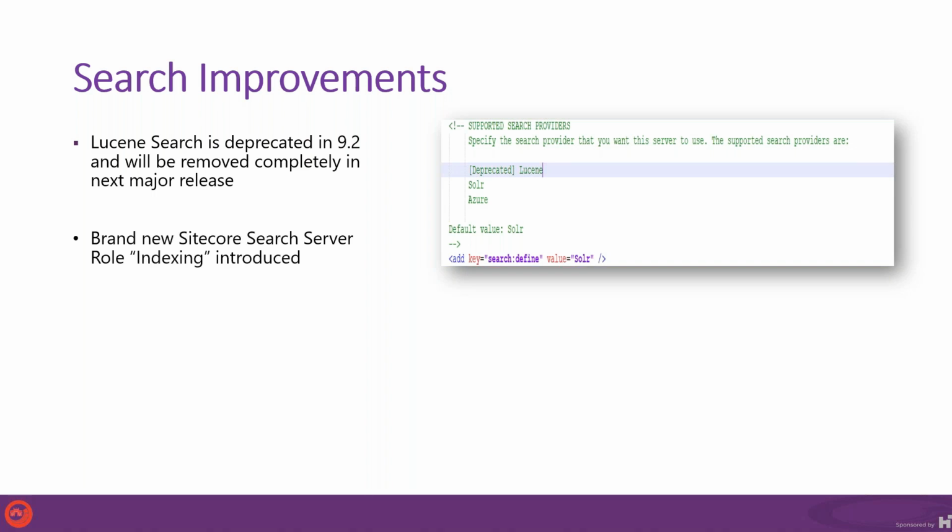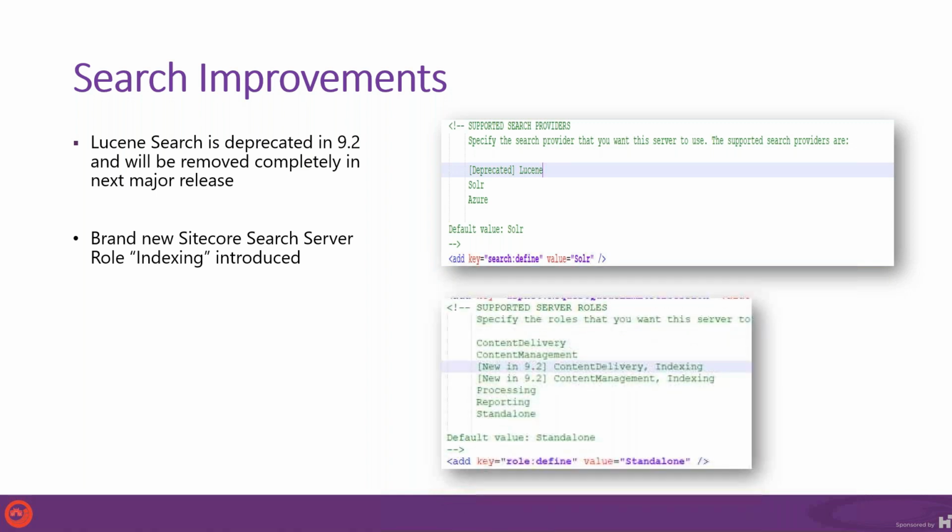The next one is that a new indexing role has been introduced in 9.2. So what is this indexing role? It makes the server that is configured with the indexing role index the content. How is it useful? Take a multi-CD environment, say a three CD server environment. You don't need to make every server index the content, right?